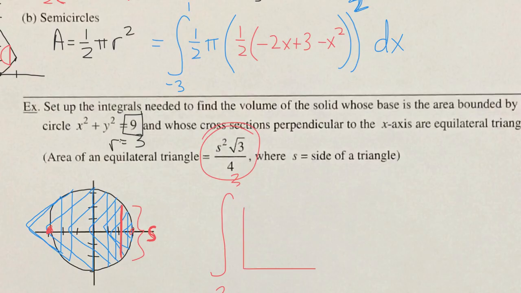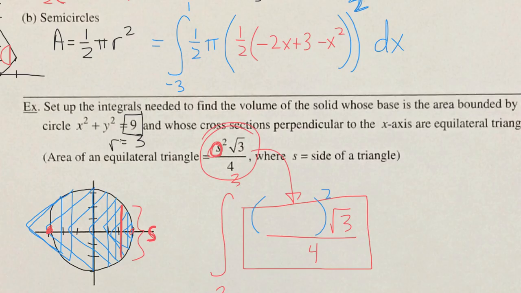So this is going to be the area formula for our equilateral triangle, and we have to replace S. That's in essence what we're doing. We have to figure out how in the world we are going to represent the side of this equilateral triangle as a mathematical equation based upon our circle. That's the part that needs some thought. dx.